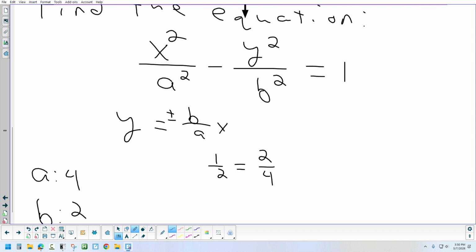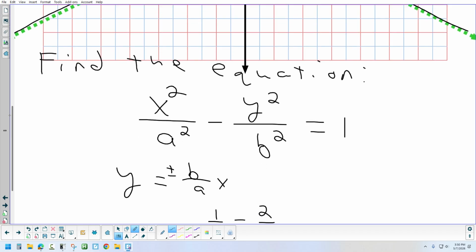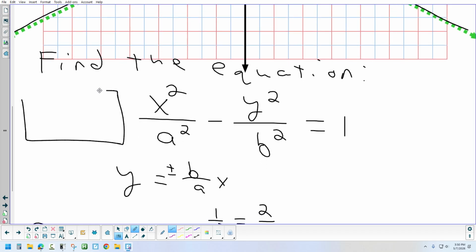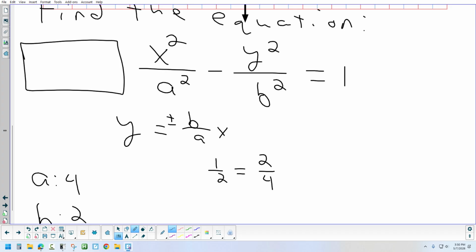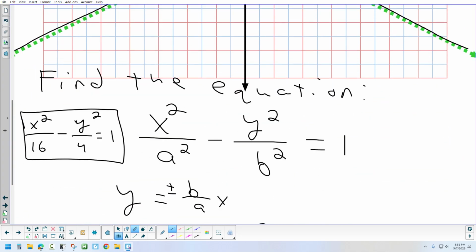So now we know a is 4, b is 2, and if we fill them in, what would we get for our final answer? x squared over 16 minus y squared over 4 equals 1. Perfect. That is the equation of our hyperbola from a picture.